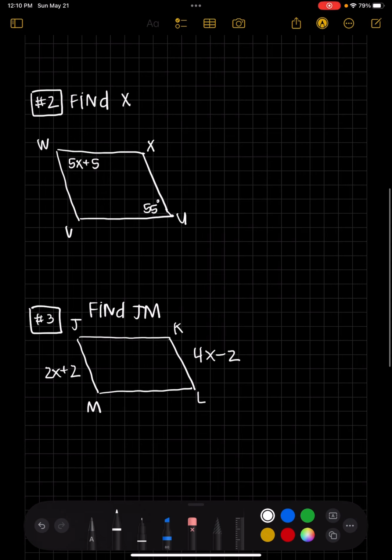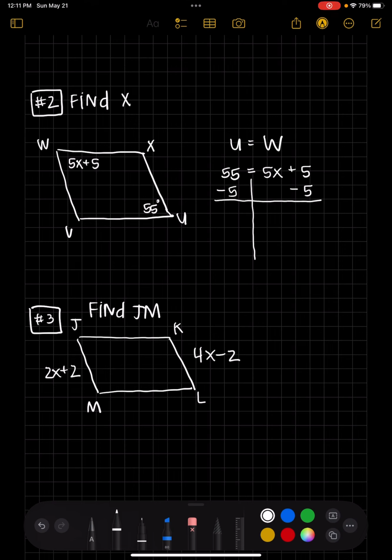So I can write an equation that says angle U has to be equal to angle W. And then I'm just going to plug in what I know U and W are. So I would say 55, because that's my angle U, is equal to 5x plus 5, because that's my angle W. Now I'm going to solve it like a normal equation for x. So I'm going to draw that line down the middle and then subtract 5 from each side to get the x by itself. The 5's cancel out over here. We're left with 50 is equal to 5x.